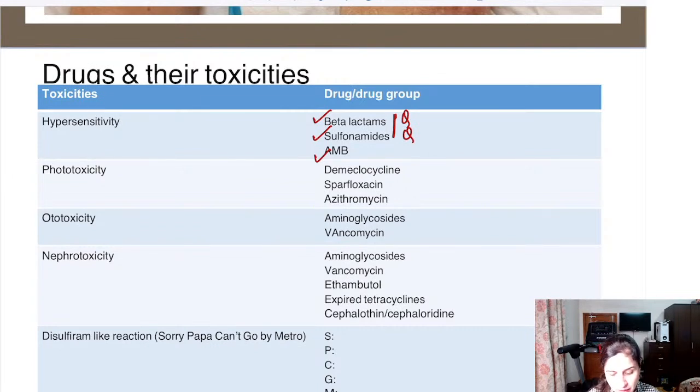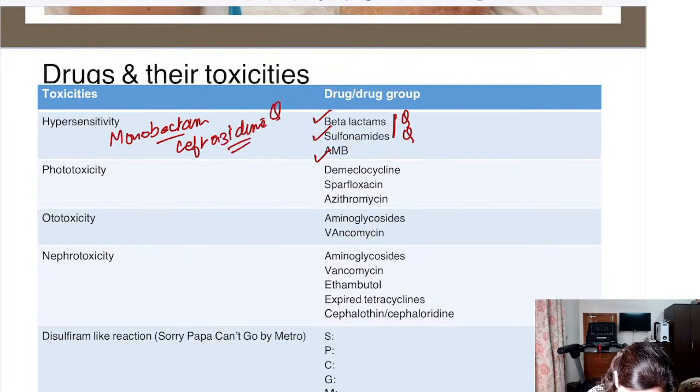But currently, just remember, there have been reports that monobactams have shown some cross allergy with ceftazidime. This was the question, ceftazidime, yes. But if a question comes like which of the cephalosporins has shown cross-reactivity or cross-allergic reactions with monobactams, then this should be your answer, ceftazidime. Okay, this is what you should know.